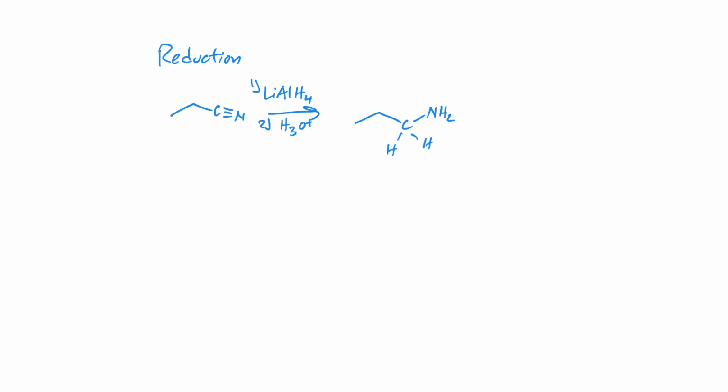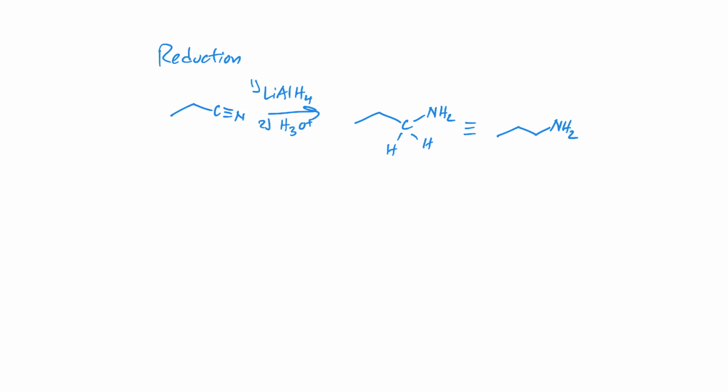There's one more reaction with nitriles that I want to share with you, and that is simply reduction. We can take any CN triple bond, we can reduce it with lithium aluminum hydride, work up with mild acid, and we actually add a bunch of hydrogens to this molecule. We reduce the CN multiple bond down to a CN single bond, and so we end up with just a primary amine.